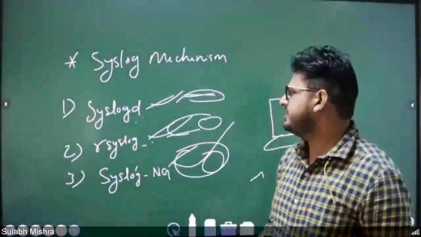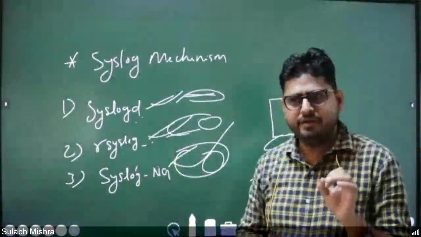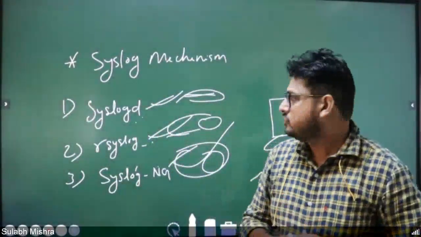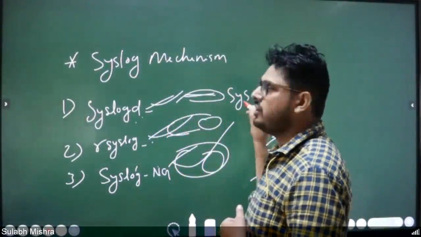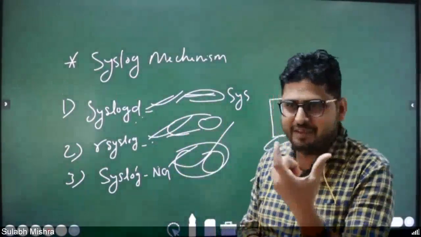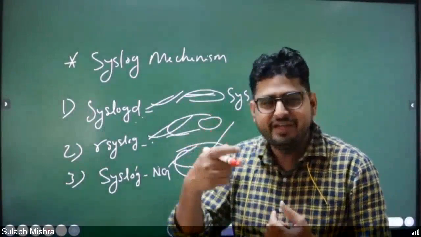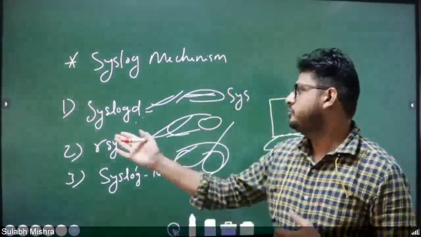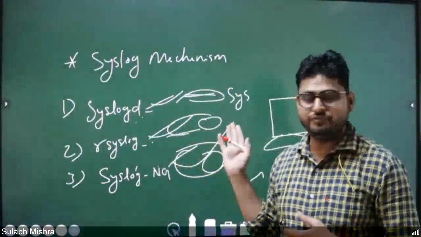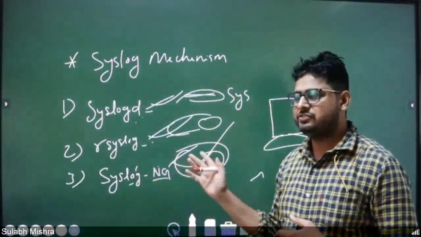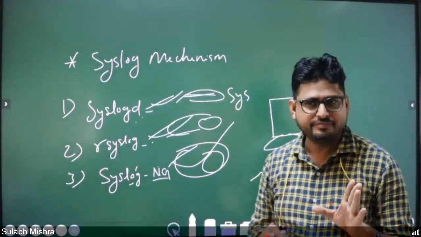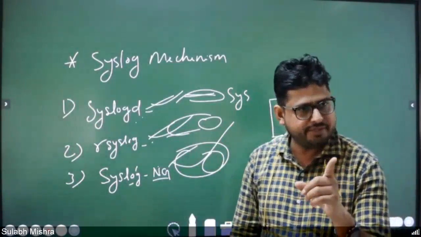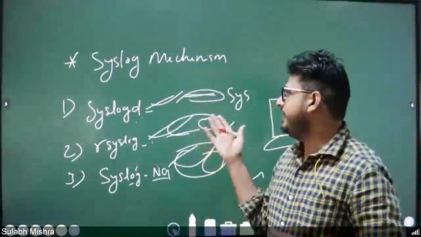Right? So we understand that in Linux we do the configuration in a file, right? For syslogd, the file name is syslog.conf. For rsyslog, it's called rsyslog.conf. For syslog-ng, it's syslog-ng.conf. That file is there. Remember what I'm saying? Everybody is getting it. So that file we will open and do the configuration.